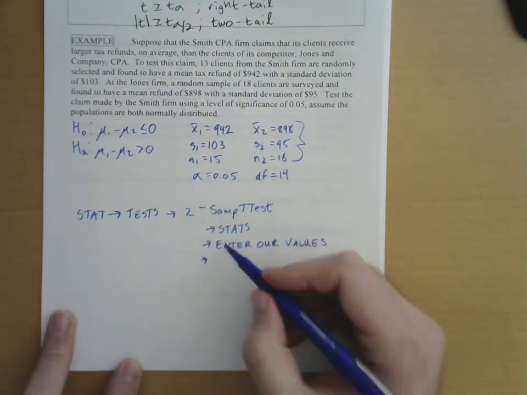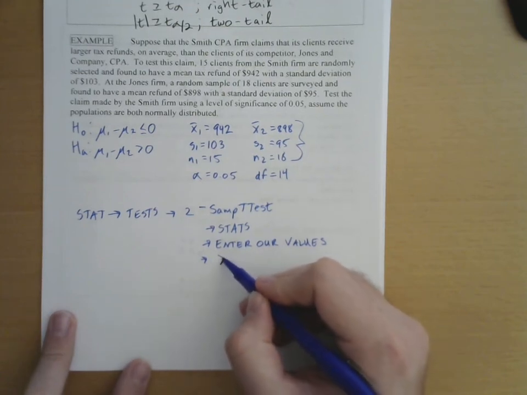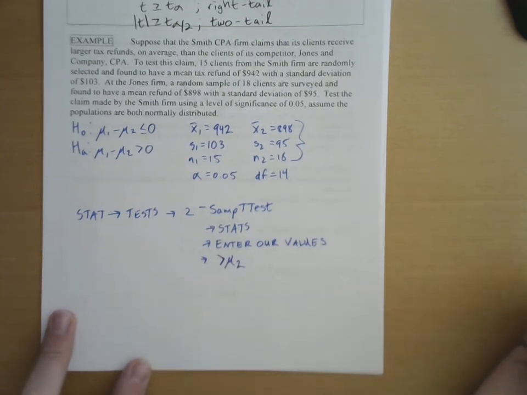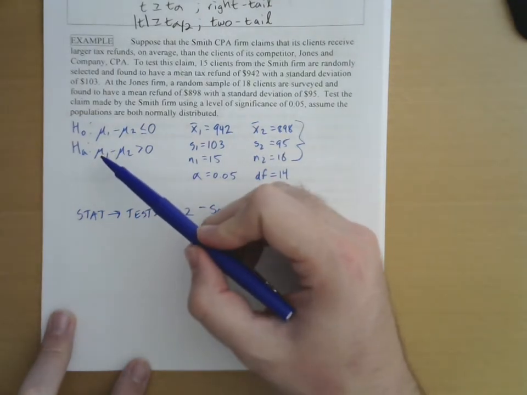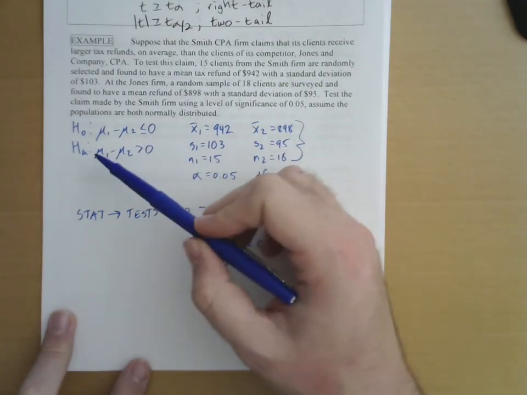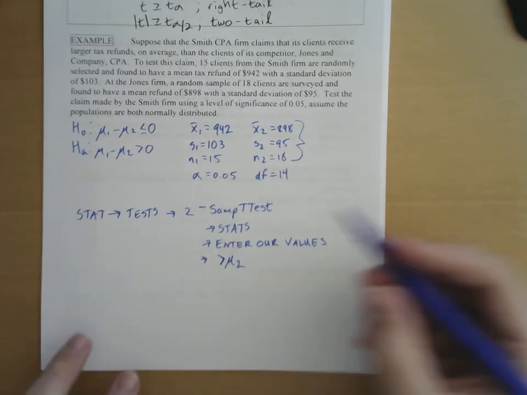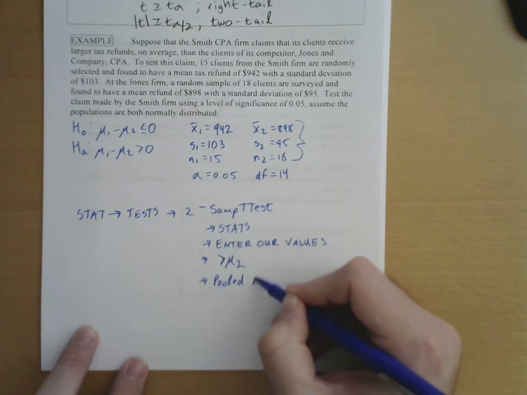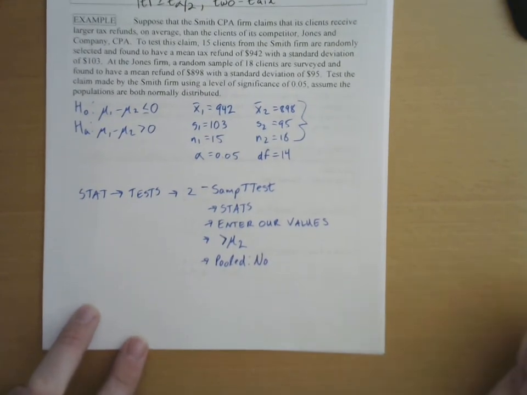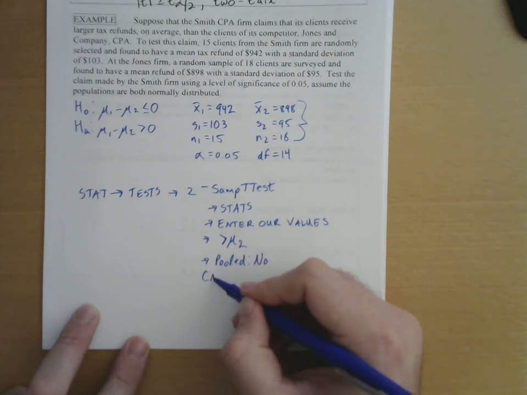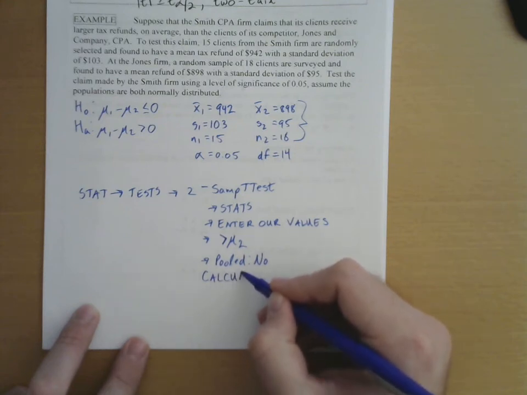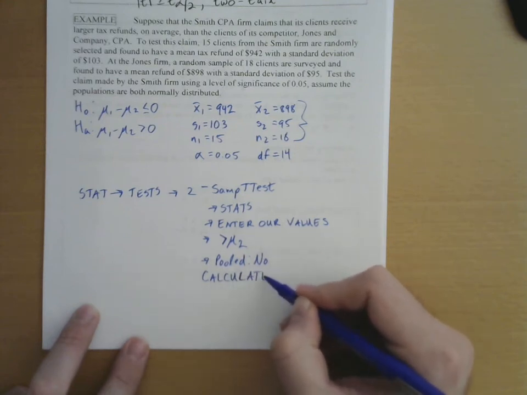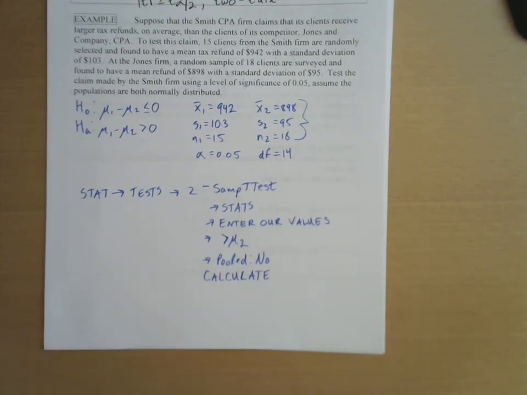Make sure that you select the correct tailed test. So we are doing a right tailed test, so we pick the greater than mu2. Again, you can think of this as rewriting this alternative hypothesis as mu1 is greater than mu2. Make sure that there's an option for pooled, and make sure that is no. We're not pooling any data. And then hit calculate. Once you hit calculate, you should see the screen, and it has a bunch of information, all things that we can use.